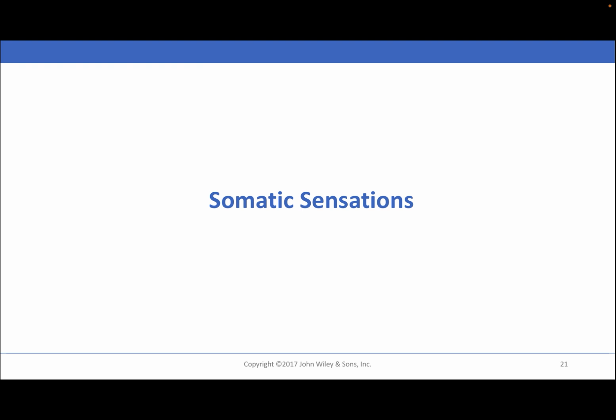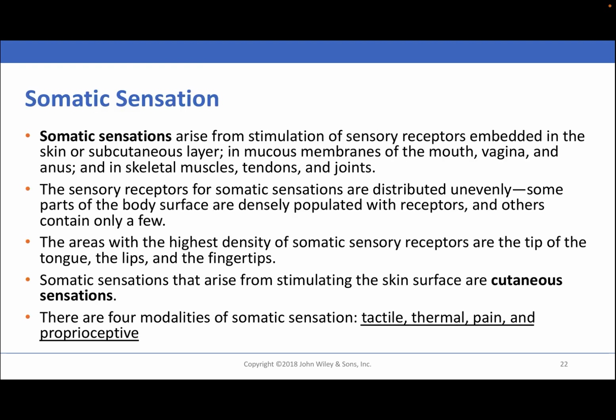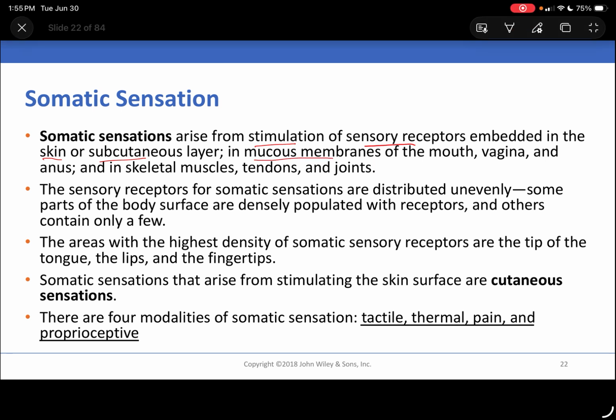So moving on then to our somatic sensations. These are going to come about as a result of stimulation of our sensory receptors that are going to be embedded in either the skin or the subcutaneous layer. All right, we also find them in the mucous membrane of the mouth, vagina, and the anus. There we go. As well as we also find them in the skeletal muscles, tendons, and joints.